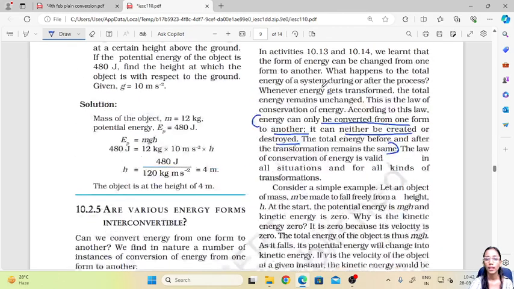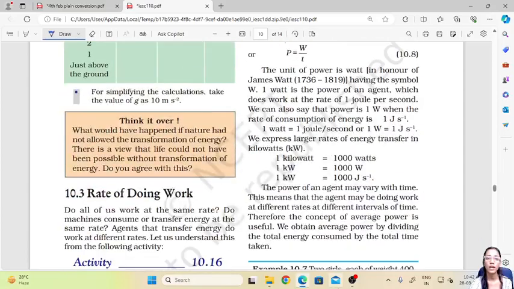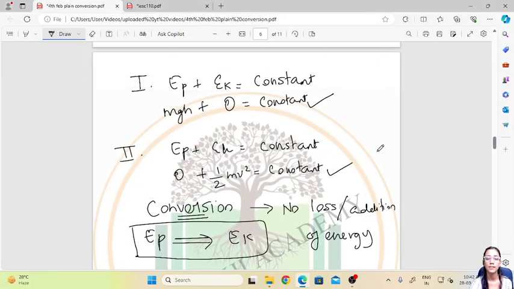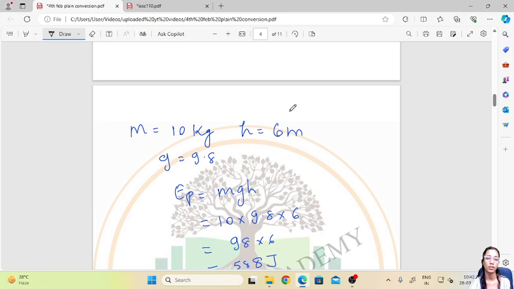Energy can be converted from one form to another. It can neither be created nor be destroyed. The total energy after transformation remains the same. After conversion, total energy remains the same. So this is talking about the law of conservation of energy.